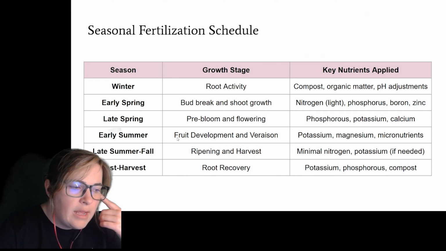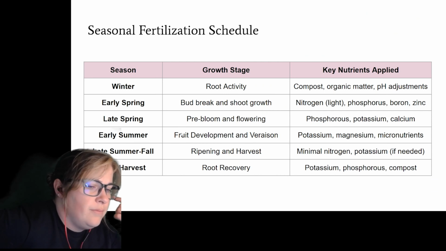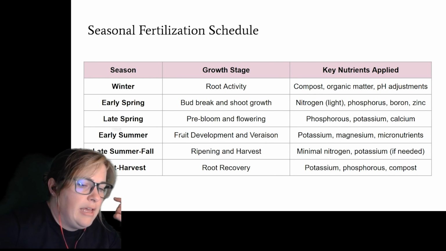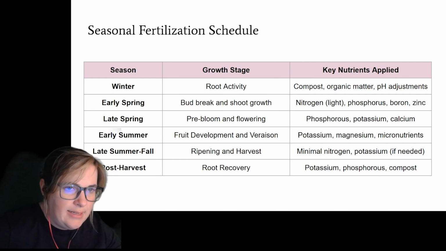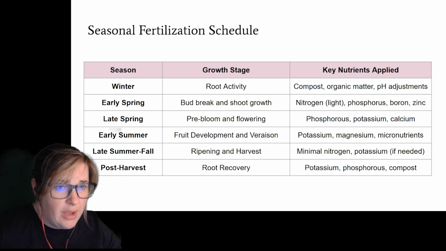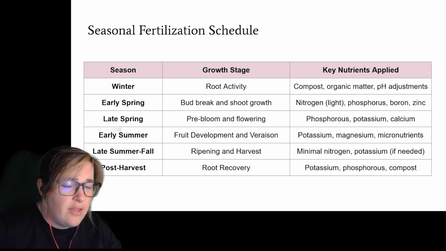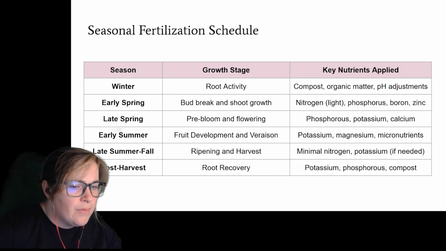I won't ask you to... How do I word this? I want you to have a general idea of what nutrients the vineyards generally require during certain times of the year. So I think this table is very important. I would put a big star on this slide.